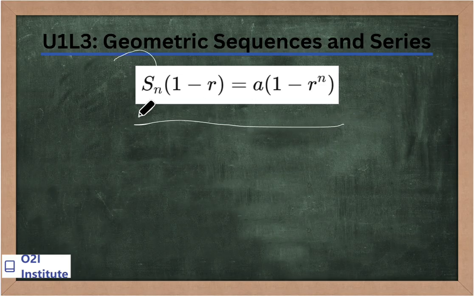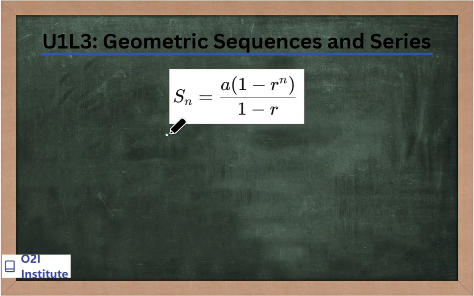But we want Sn to be isolated, so we'll do just that by dividing both sides by 1 minus r. And now we get the formula, and we've got it proven. So this is how to find the sum for a geometric series.